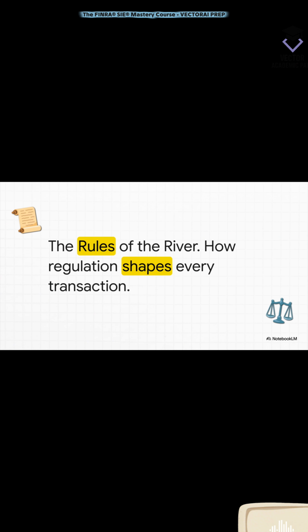So we've mapped the entire river system, and we've followed the money from the source all the way downstream. But that begs a question. With all this power and money flowing around, what keeps the river from flooding its banks and causing chaos? Well, next time, we're going to dive into the rules of the river, the critical regulations that shape and control every single transaction we just talked about.